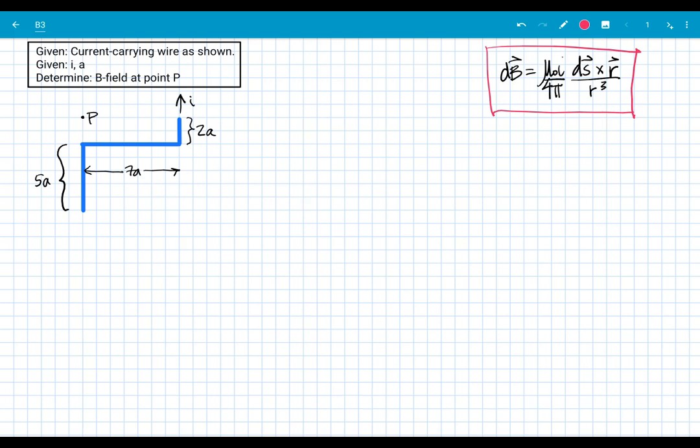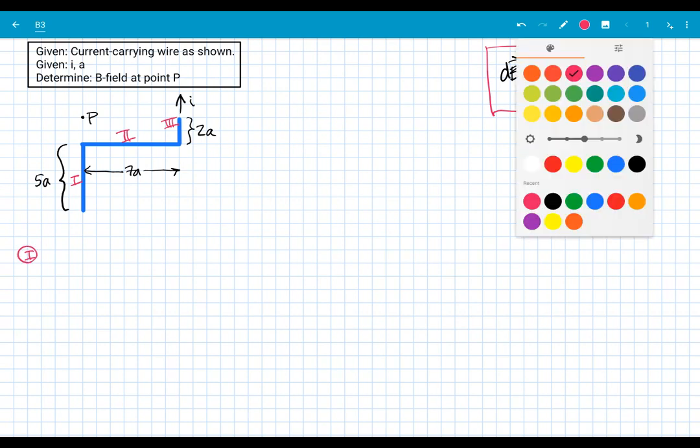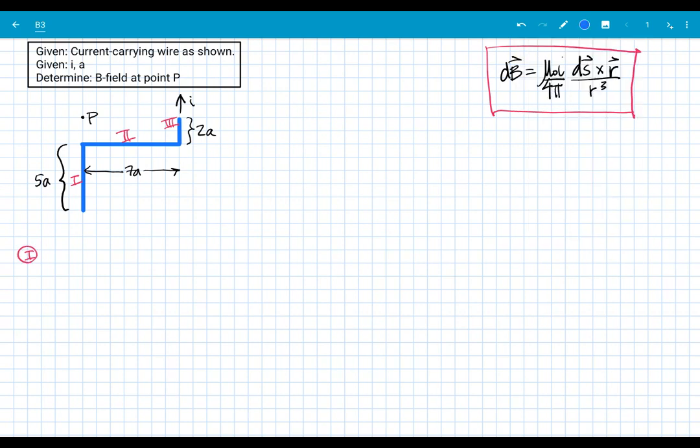So for this problem, I'll number these. I'll call this left one segment 1, the middle one segment 2, and then this rightmost segment 3 here. And we'll just handle them one at a time. I know that the B field at point P is simply the sum of the B field of each one. So if I look first at segment 1, what I am going to do is make a separate diagram for each one of these.